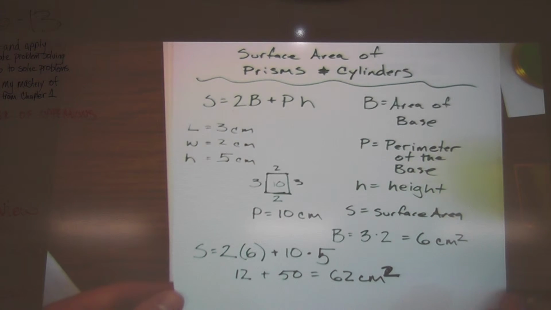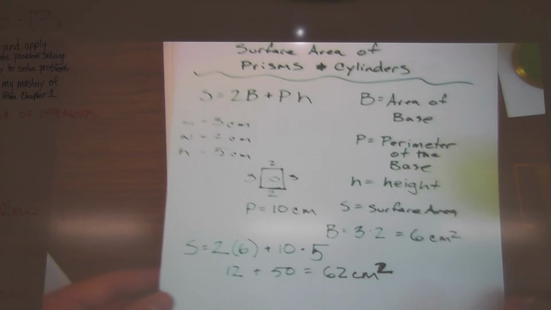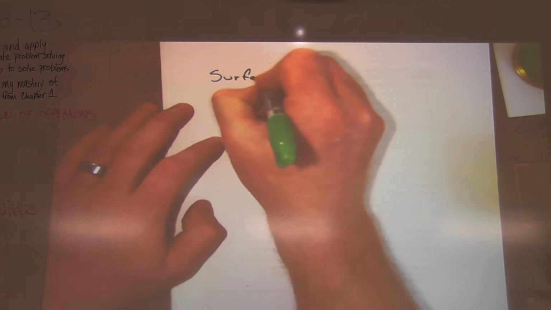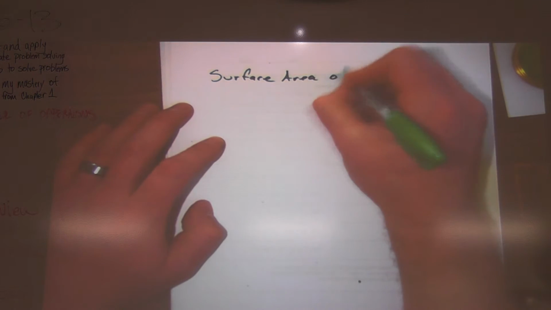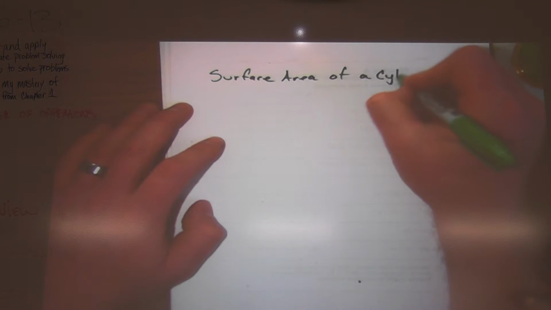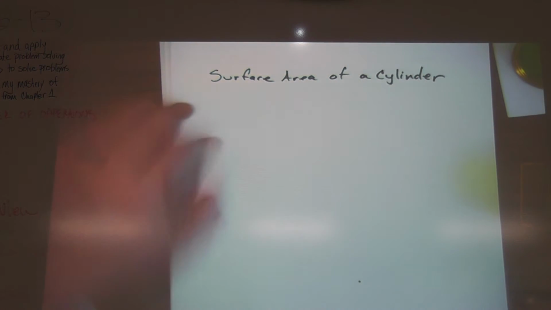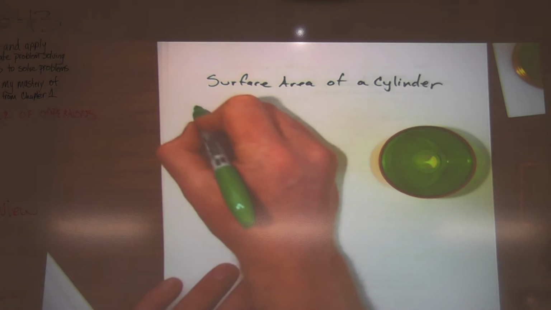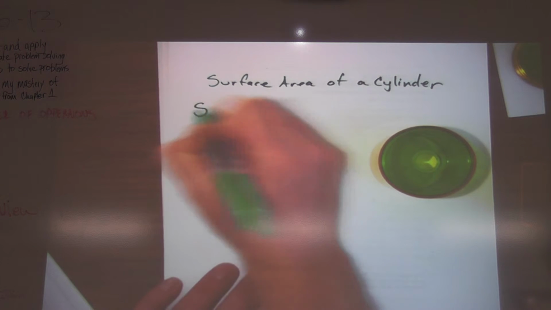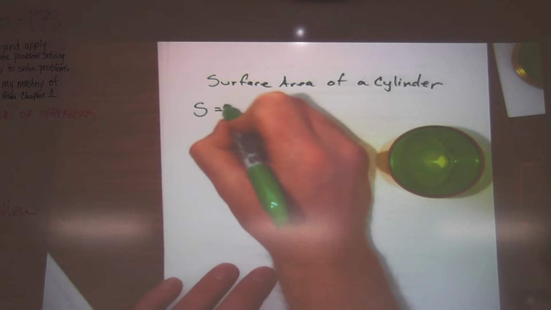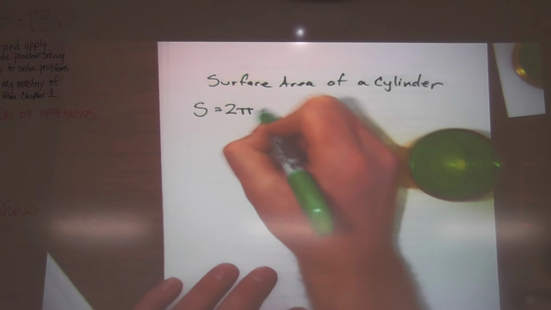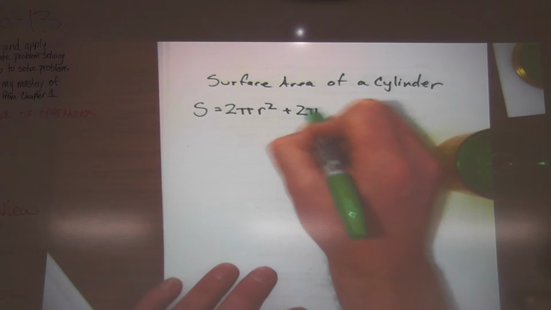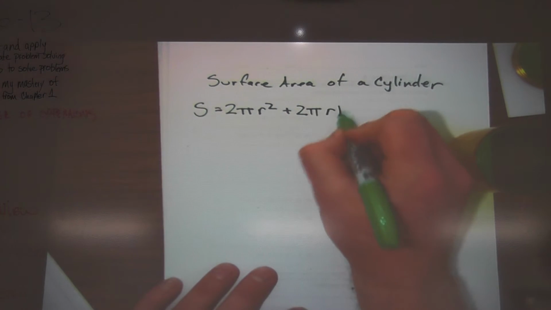Now, we're going to do the same thing for finding the surface area of a cylinder. Remember the pop can? So, we are going to say that this formula is a little different. Surface area is equal to 2 pi r squared plus 2 pi r h.